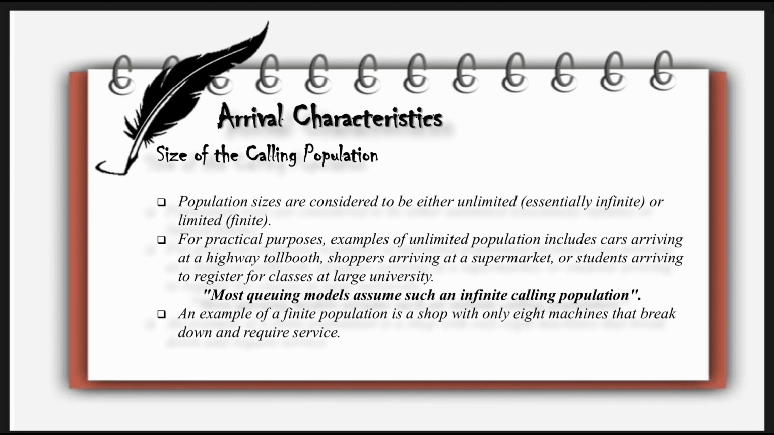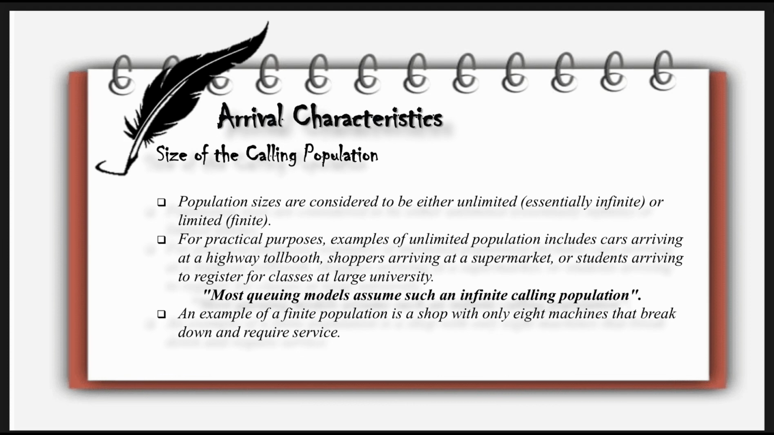Dito tayo sa arrival characteristics. Yung first na major characteristic niya is yung size of the calling population. So, of course, population sizes are considered to be either unlimited or limited. Yung unlimited, from the word itself, is also referred to as essentially infinite. And yung limited, which is from the word itself, is finite.